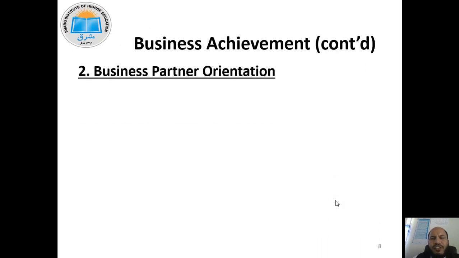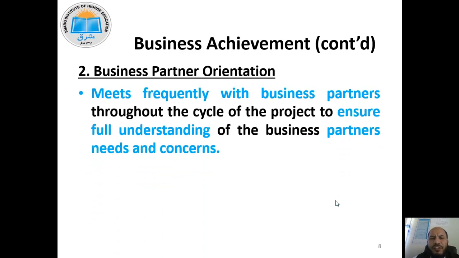Dear students, within the business achievement, we have another sub competency, which is called the partner orientation competency. The project manager should have these skills. He should meet frequently with the business partners. Business partners, I mean the business stakeholders. These may be customers, investors, unions, government agencies, and other groups. So he should have the orientation skills. He should meet with all these partners throughout the project life cycle, which we have discussed. It starts from the initiation stage, then moves to planning, execution, controlling, and then the close out stage. So in all these 5 stages, the project manager should orient all the partners.